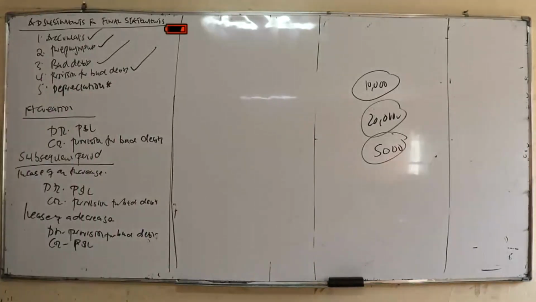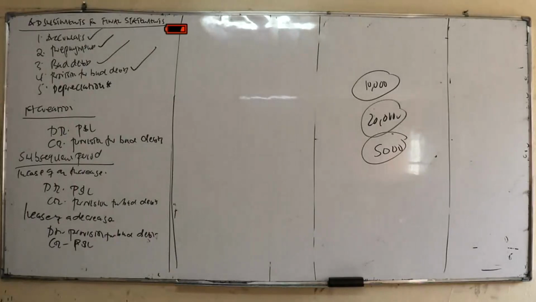I was trying to ask a question about the previous topic, what was the name? Prepayment. Or provision. You said increase in provisions. When it's increasing, you debit the profit and loss. When it is decreasing, you credit.